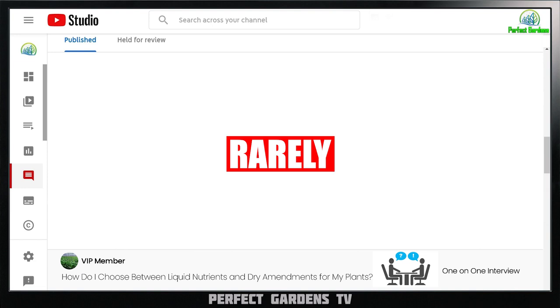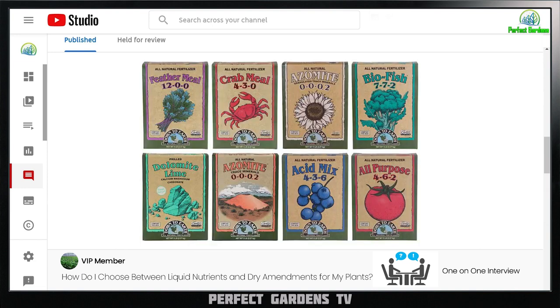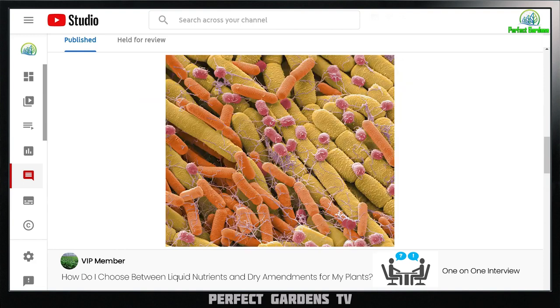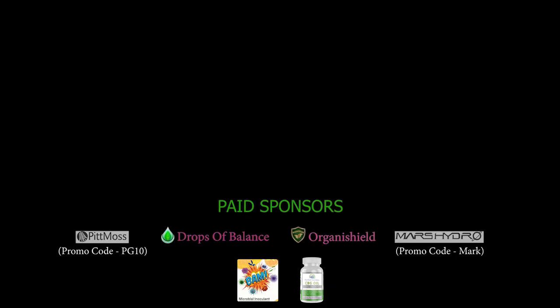Rarely do you have to worry about how much dry amendments you're providing, unless they are very water soluble dry amendments like blood meal or something, because the bacteria does a really great job at releasing what's needed to the plant as it needs it.